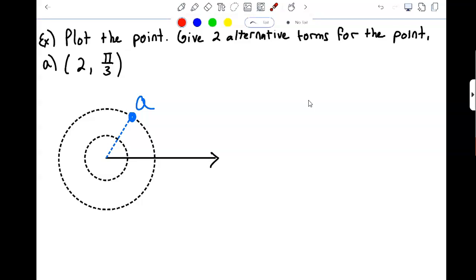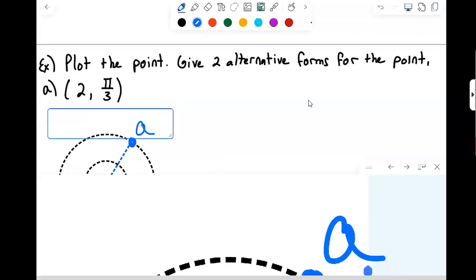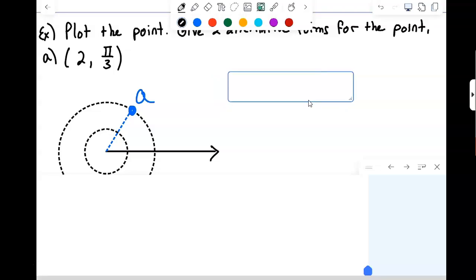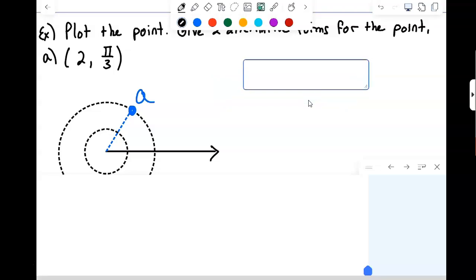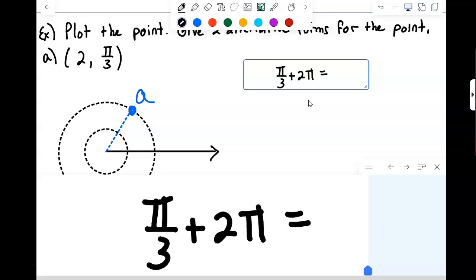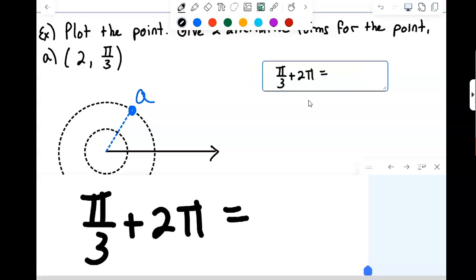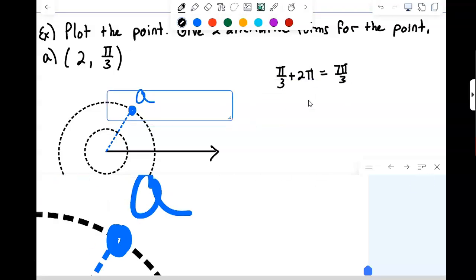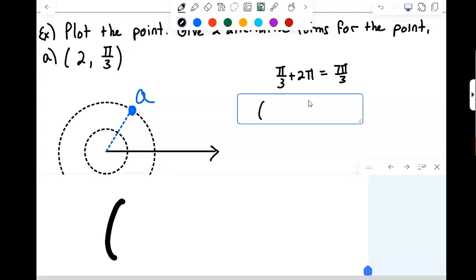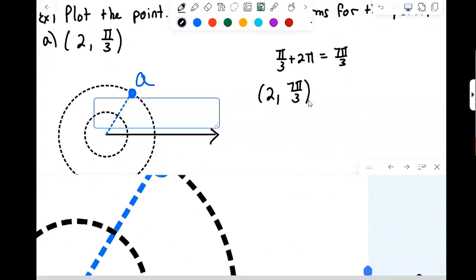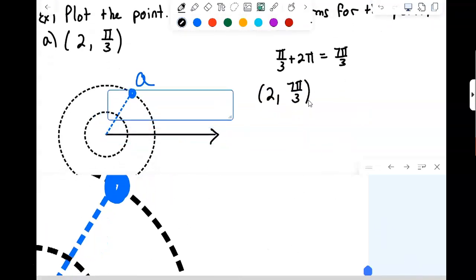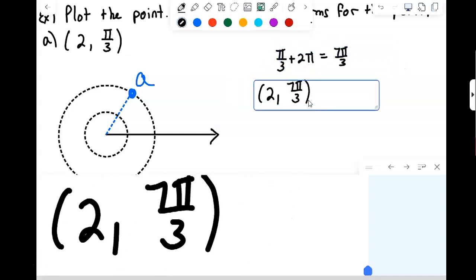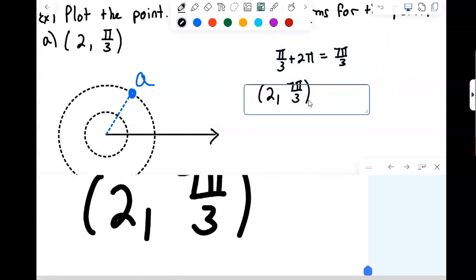So I'm just going to go ahead here and deal with the move around a second time. So we would just have pi over 3 plus 2 pi. All right, and that would be 2 1/3 pi, or 7 pi over 3. So a second way to write the point would be as 2, 7 pi over 3. Now we could go on and add another 2 pi or subtract off 2 pi. That would get us another one.